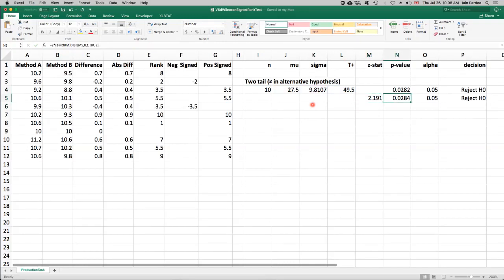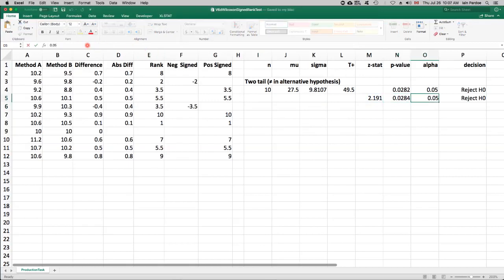And then the p-value, it's a two-tail p-value. So the tail area to the right of 2.191 plus the tail area to the left of minus 2.191. In other words, we could multiply the tail area to the right of 2.191 by 2. That's what we do here. That gives us a p-value of 0.0284.